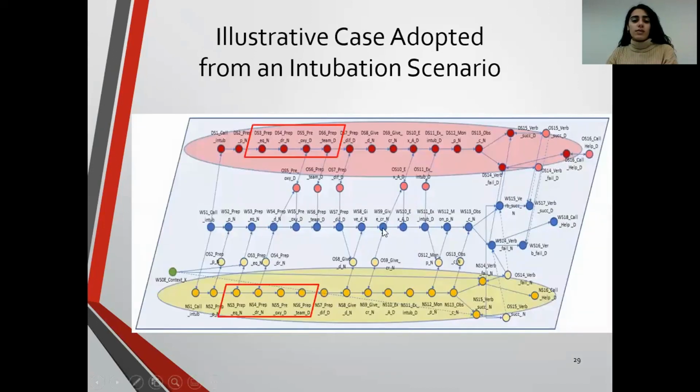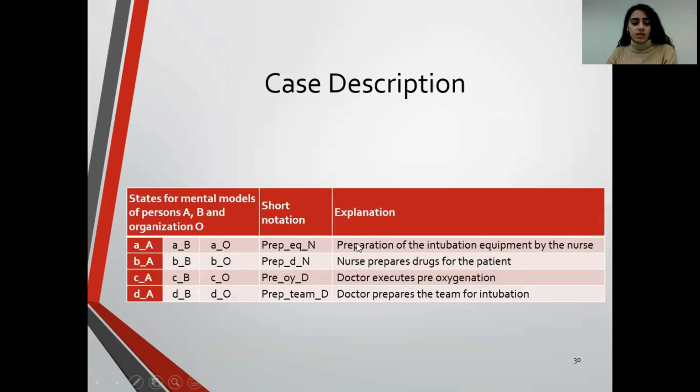This is an intubation scenario case adopted from a previous research. This is a complex scenario, as you can see from the model picture, but we used only a part of it to make things clear and basic. This is the doctor's mental model, and this is the nurse's mental model. The doctor has different base level mental model states, and the nurse also has, but we use only 4 of them for the intubation scenario. These are the explanations.